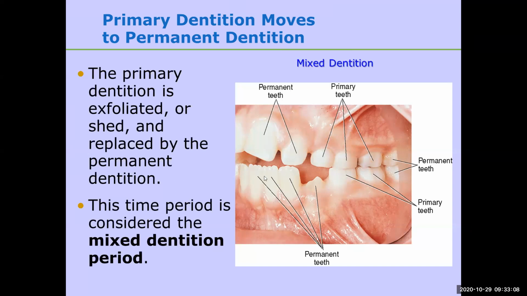What is the biggest giveaway that these are permanent teeth and not deciduous teeth? The mamelons. The mamelons, exactly. And the mamelons are formed from how many lobes? 3 lobes, 1, 2, 3. The mamelons are formed by 3 lobes, and the cingulum is formed by that 4th lobe.